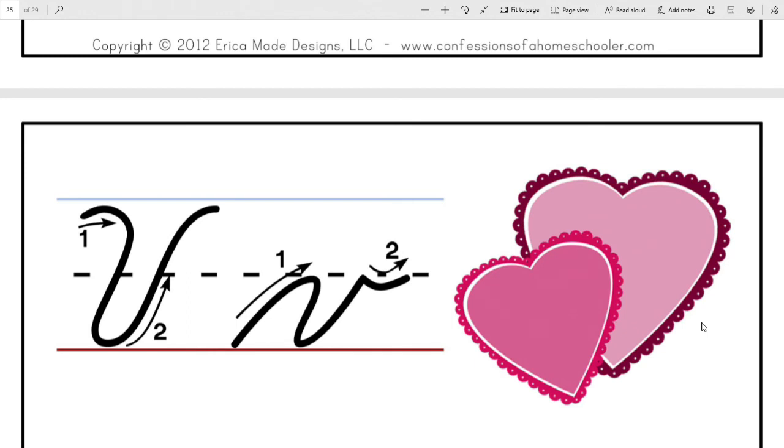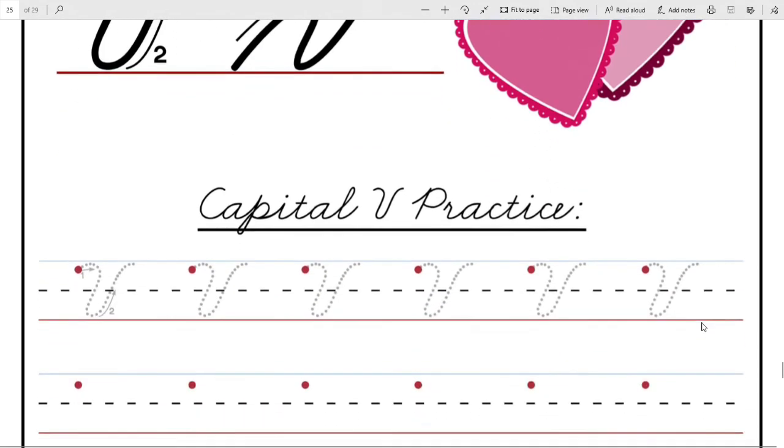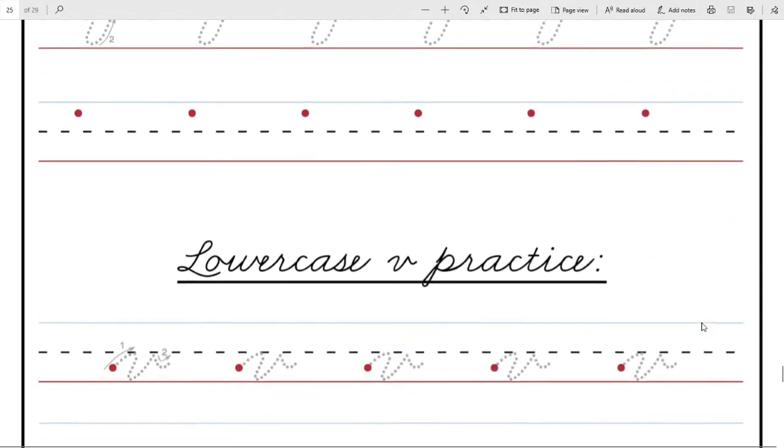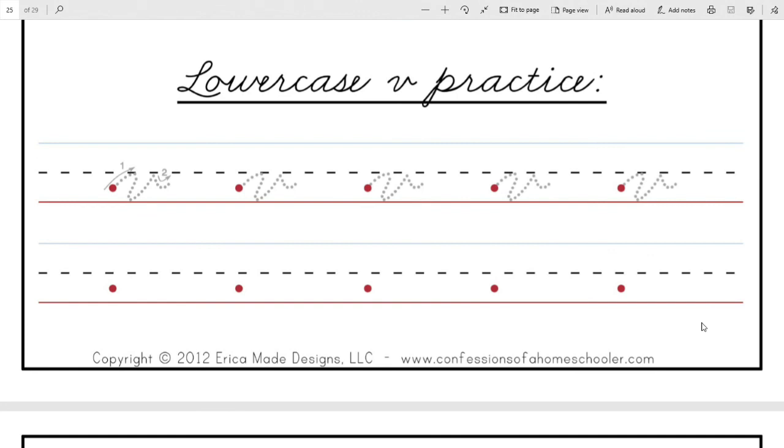V says V. What is the color of the picture? Violet. Okay. Now see, while writing, you should follow this method. That is capital cursive V and lowercase small cursive V.